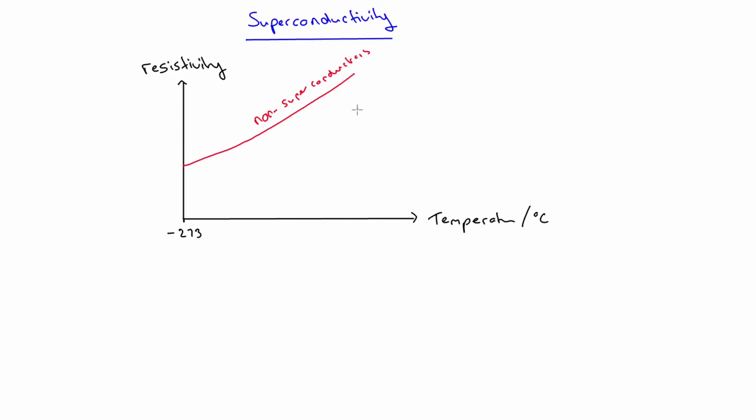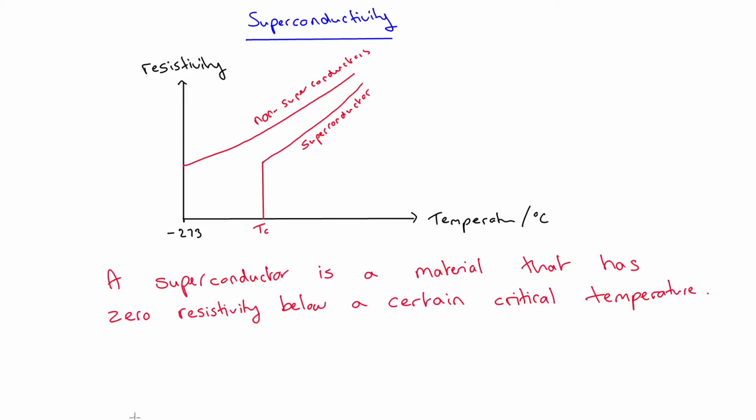But for a superconductor, as you cool them down, yes, the resistivity will decrease as it does for non-superconductors. But when you cool it down to a certain temperature, the resistivity will then suddenly drop to zero. So we can define a superconductor as a material that will have zero resistivity below a certain critical temperature.